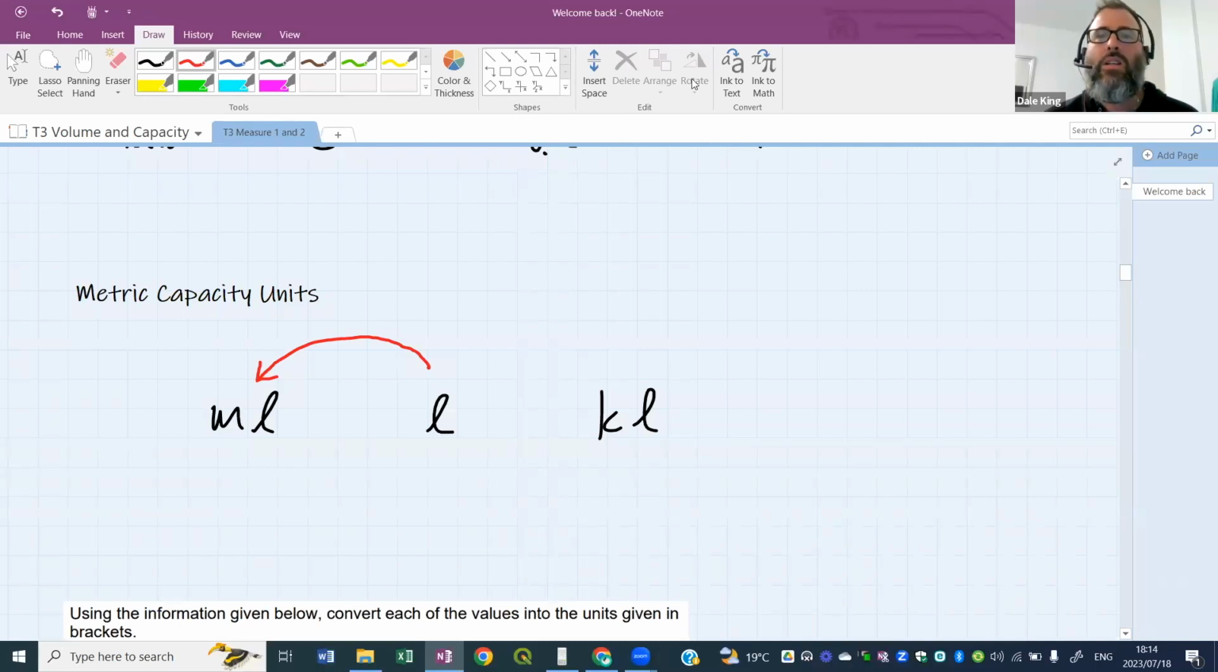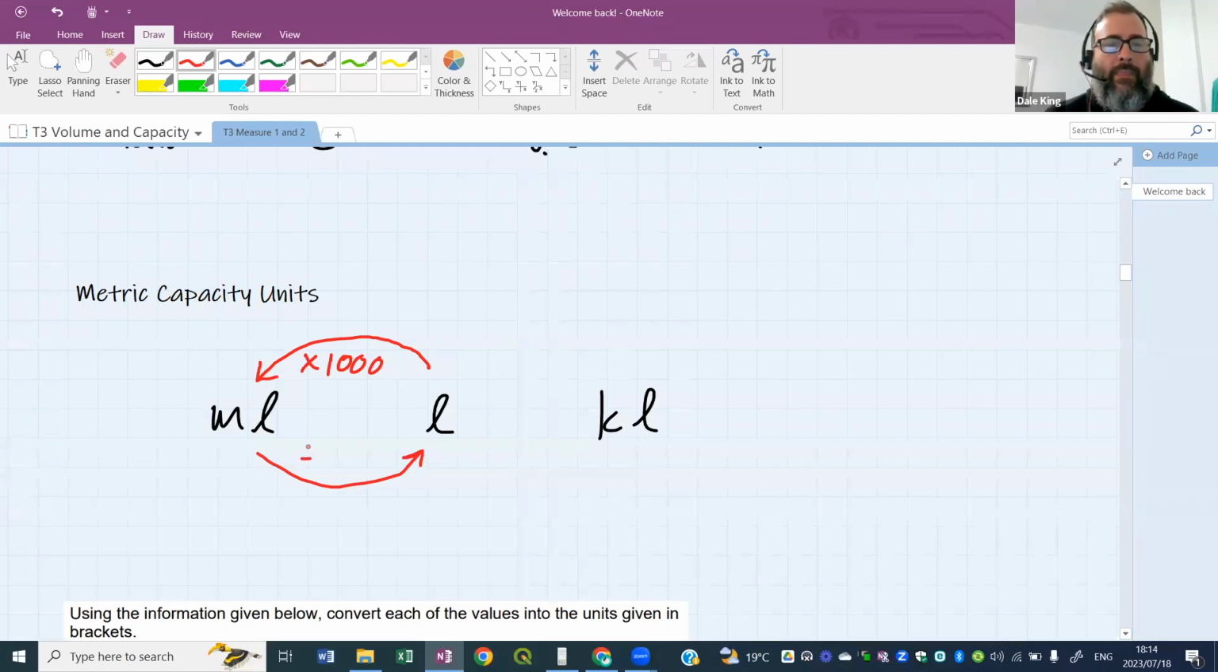Good idea. All right, Ben, what calculation would I do to go from liters to milliliters? Multiply by 1,000. You need to multiply by 1,000. Very good. Ben, while I've got you here, what calculation would I need to do to go from milliliters to liters?